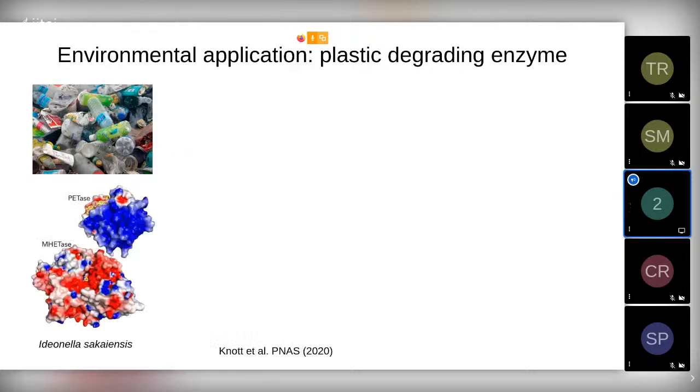Recently, there has been a discovery that this particular bacterium, Ideonella sakaiensis, can degrade plastic using a coupled enzyme machinery of PETase and MHETase. The PETase enzyme digests the polyethylene terephthalate into some intermediates called MHET, and these MHET are digested using the MHETase enzyme to lead to small molecular parts.